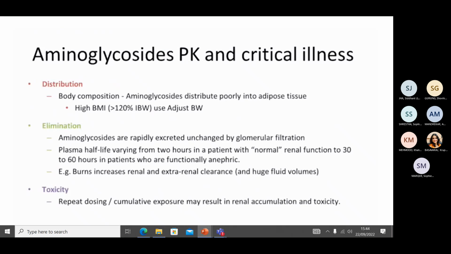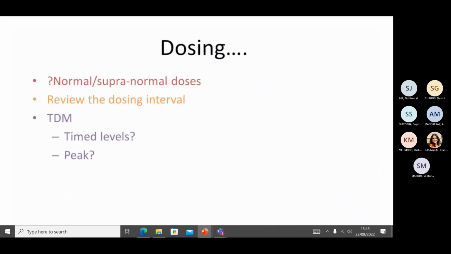So distribution, it distributes poorly into adipose tissue. So if you have a high BMI, then we use the dosing weight, which is adjusted body weight. Elimination is cleared by the filter. The plasma half-life varies, as we said, but in renal impairment, it could be increased. In burns patients and in patients with huge fluid boluses, there's increased renal or extrarenal clearance. And with repeat dosing, you can get cumulative exposure, which might result in accumulation and toxicity, which is nephrotoxic and ototoxic.